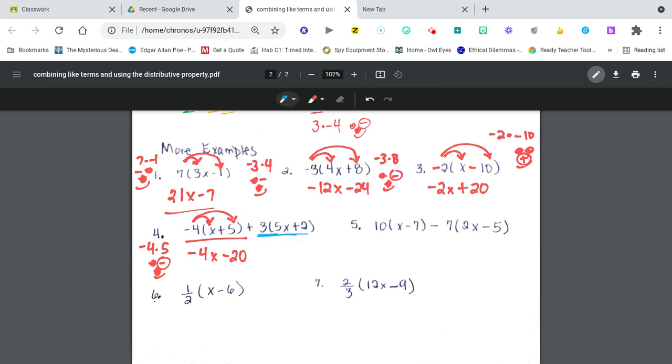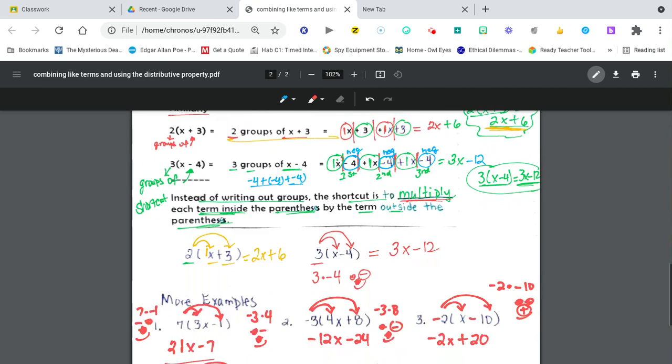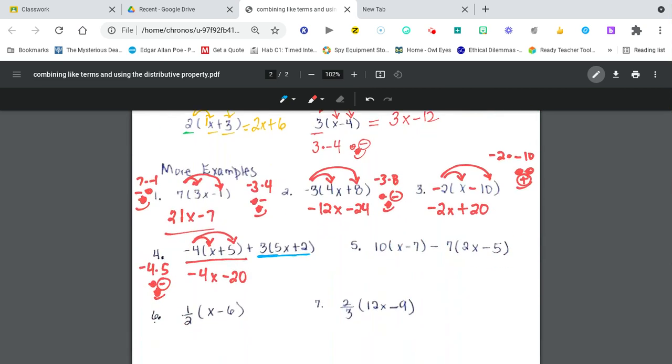Now let's multiply again over here. Let's use the distributive property. Again, the distributive property is what again? Multiplication. So let's multiply again. 3 times 5x is a positive 15x. If I say positive 15, I got to write that plus right there, okay? And then you have a positive 3 times a positive 2, which is just a positive 6. So I'll put plus 6.